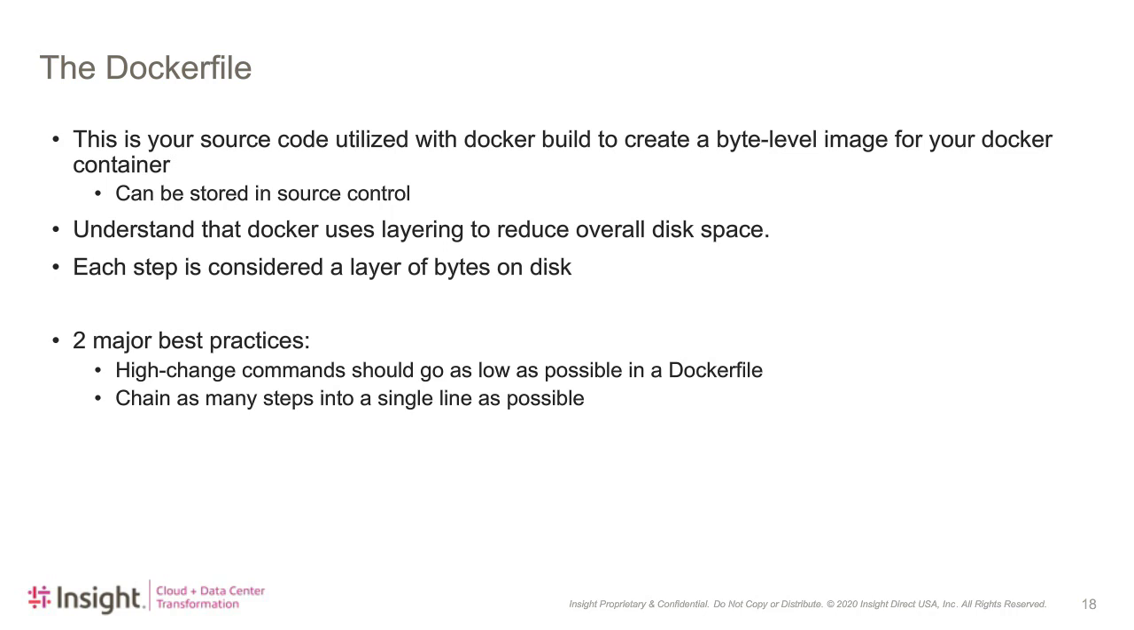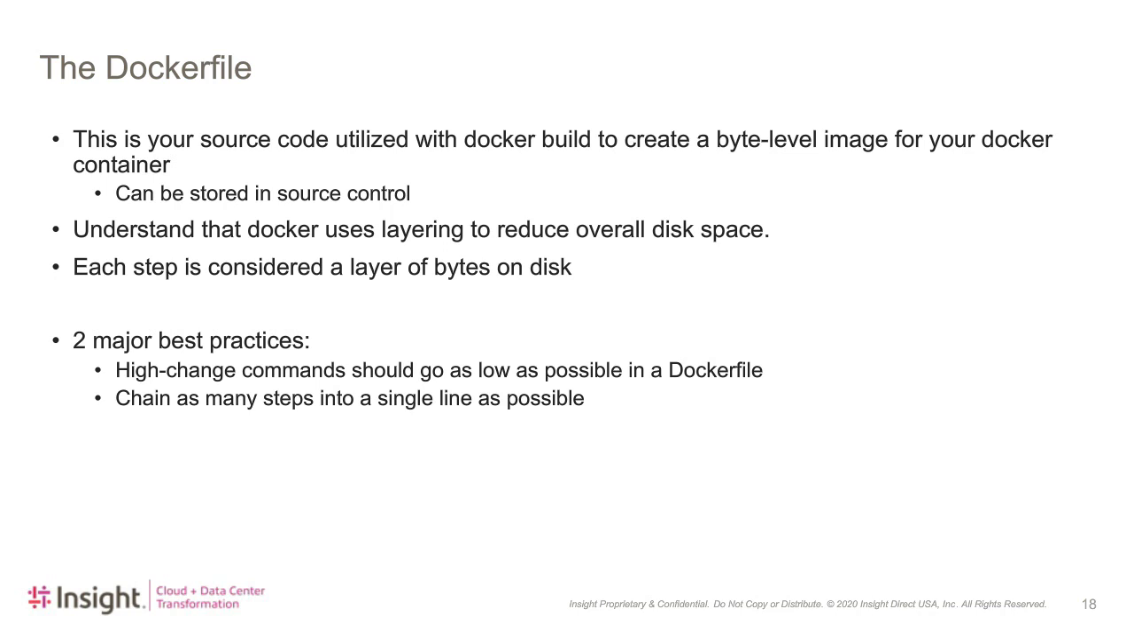Docker uses layering to reduce overall disk space, so we'll take a look at what that entails as we have an example Dockerfile, but we layer the different components that it needs. So any binaries or libraries it needs, any specialized code, anything it's got to pull down from a repository or source control, all of those are what's called layers inside of a Dockerfile. And there's two major best practices around these. High change commands should go as low as possible in a Dockerfile, and you should try and chain as many steps into a single line as possible. Again, helping cut down on execution time. If there's static stuff that doesn't change a lot, we want to define that first. So when we do get to the high change areas, it's not waiting to run that there.